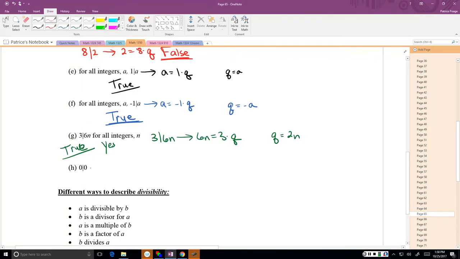0 divides 0 implies that 0 equals 0 times q, where q is a unique integer. Is there a unique integer q to make this true? Any integer would make this true, not a unique one. What's this called? Indeterminate.